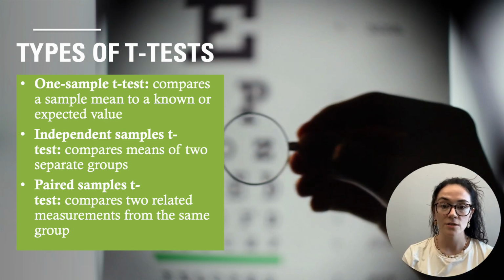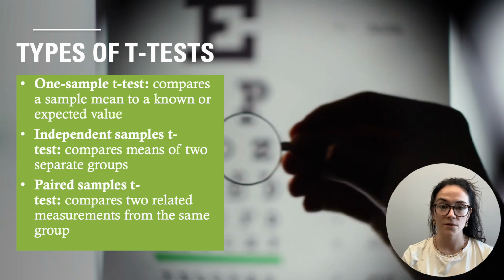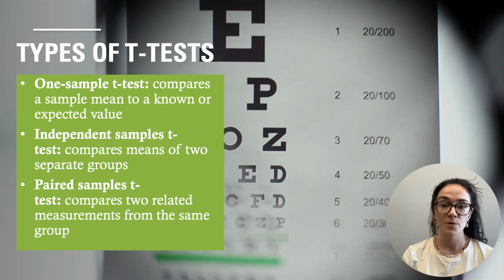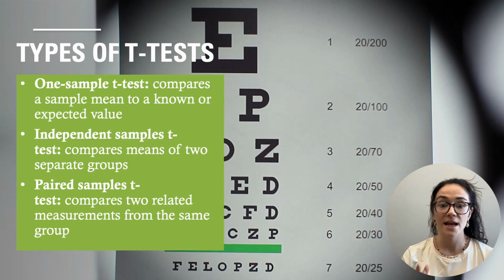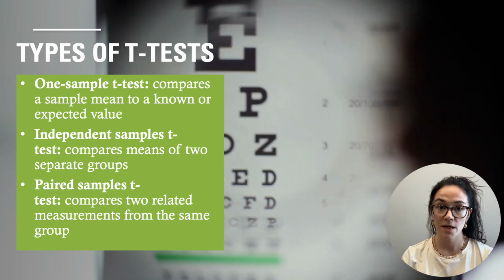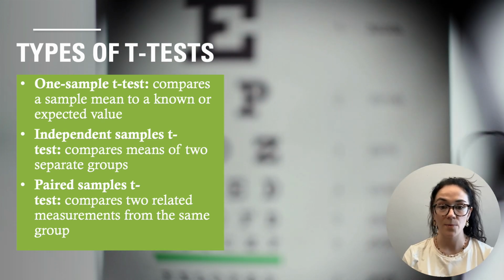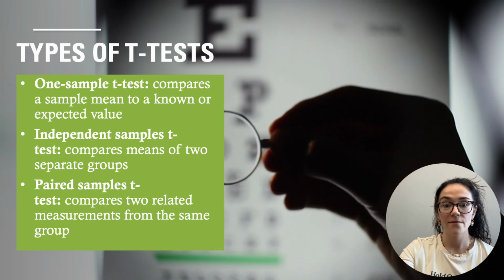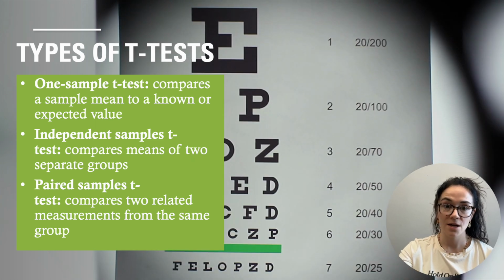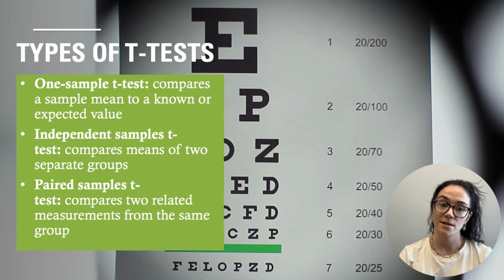In these situations, the groups must be independent of each other, meaning the people in Group A aren't connected in any way to the people in Group B. Their outcomes are completely separate. Then we have the paired samples t-test, which is the one we'll focus on today.